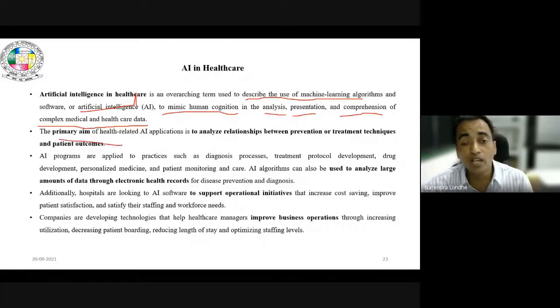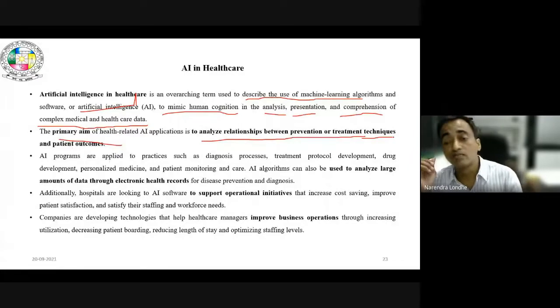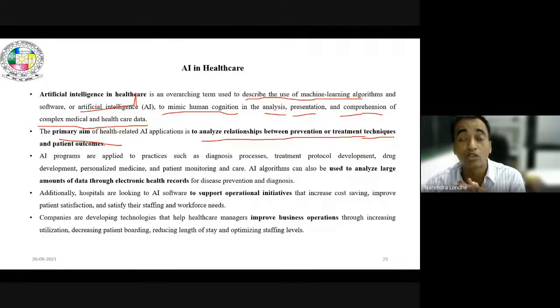So the prime aim of health-related AI applications is to analyze the relationship between prevention or treatment techniques and patient outcomes. Okay, first we have to see the effect of the treatment. We have to automatically make the doctors understand what treatment can be given and what the effect of the treatment is, and also what the diagnosis is, that the patient is suffering from what kind of problem. All that can be given by AI application based healthcare systems, right?